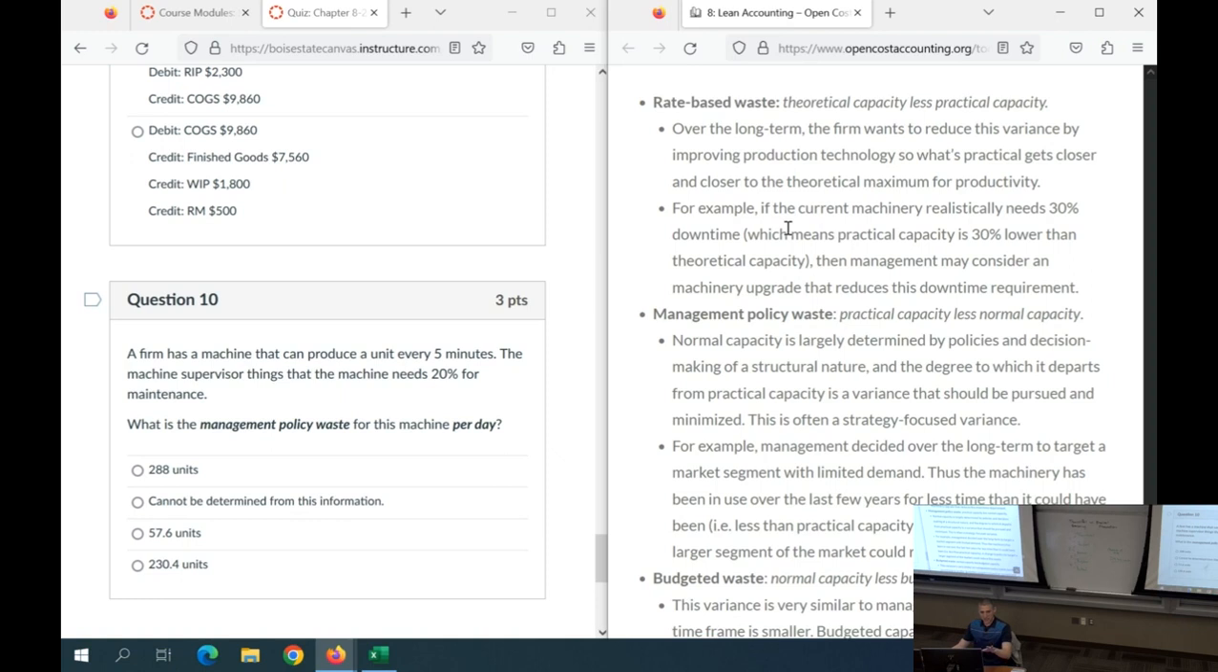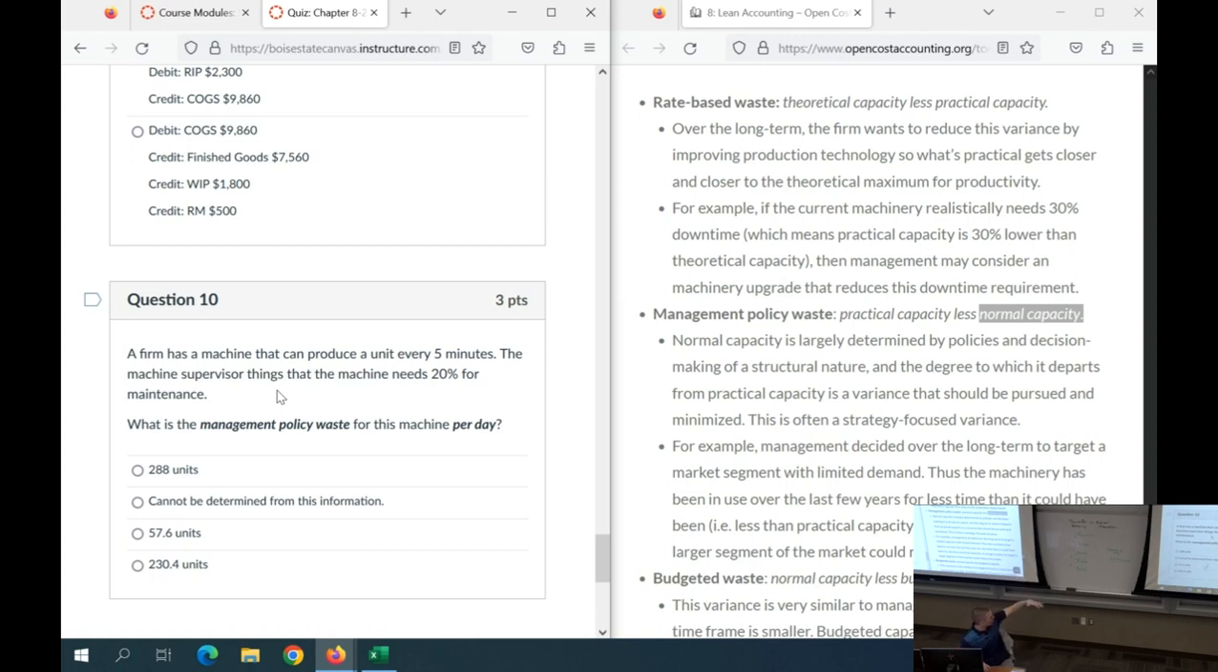So I think what you were going for was we need to figure out the management policy waste, we need normal capacity so we can figure it out, because it's one of the two. Problem is we never got normal capacity. Sure, theoretically, it can produce a unit every 5 minutes, and we also know it probably needs 20% for downtime. That's maintenance. We can go from theoretical to practical now.